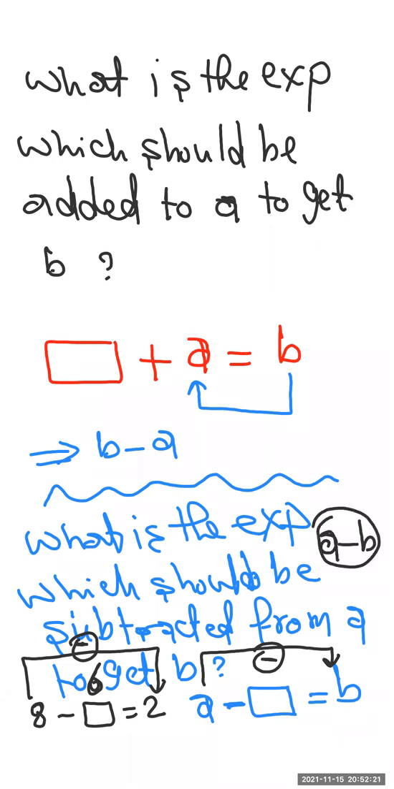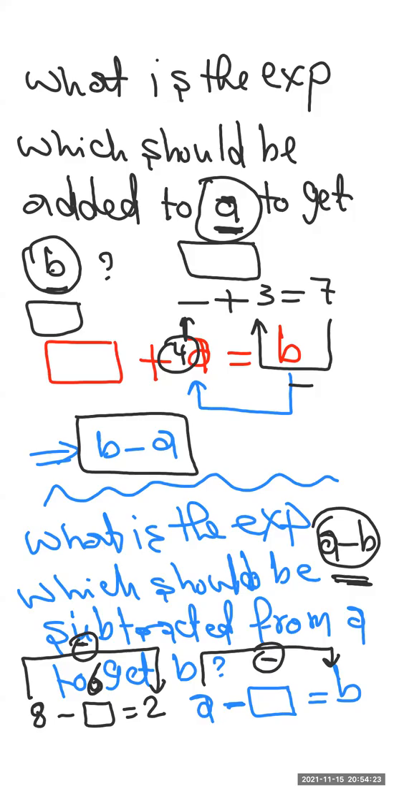So in case of the first point, what is the expression which should be added to A to get B? It will be B minus A. But if it's the expression which should be subtracted from A to get B, it will be A minus B. I'm going to solve examples to explain that more. Okay, let's solve some examples here.